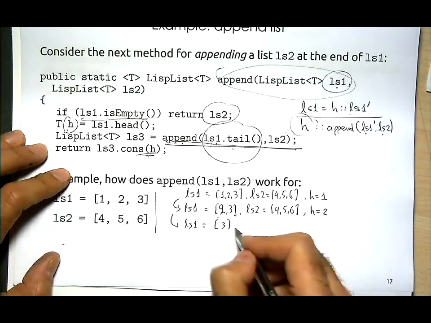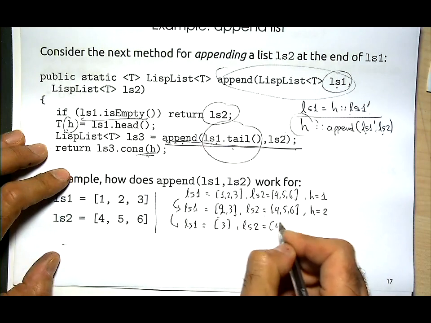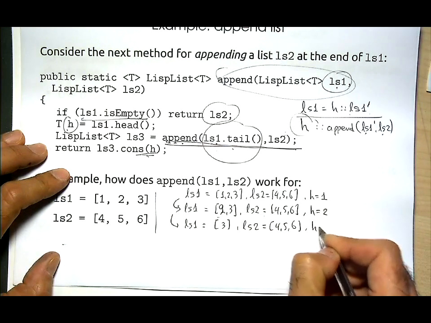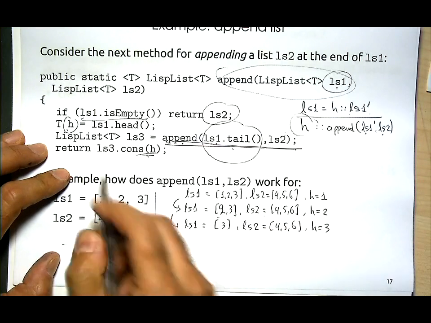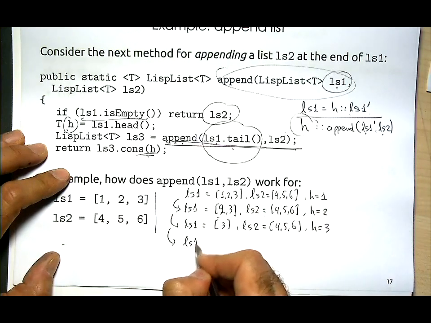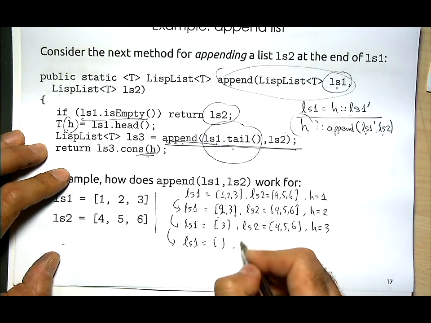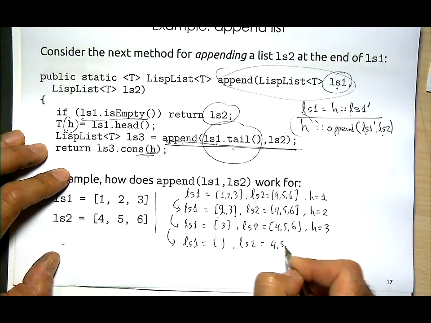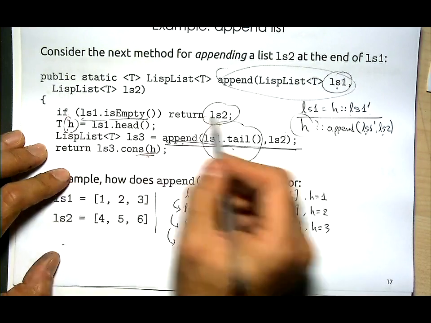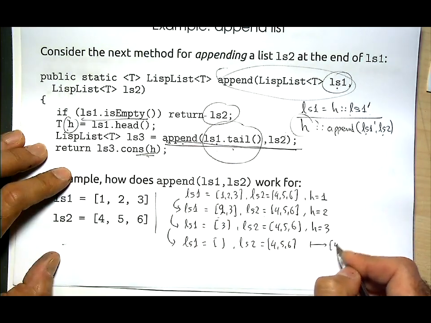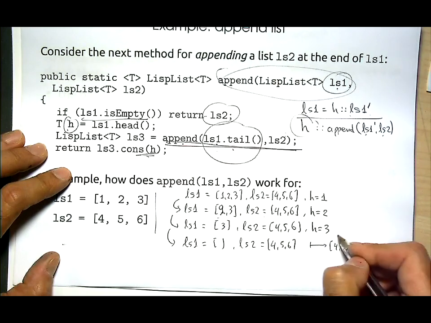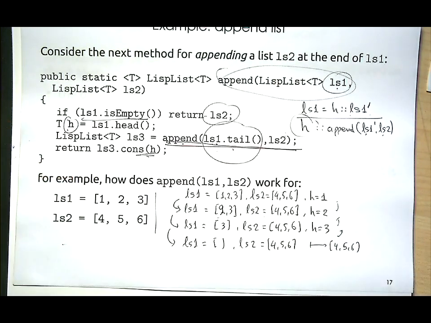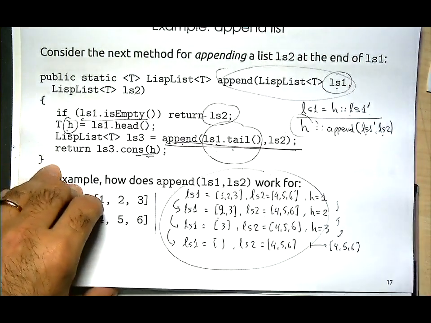ls2 is this one. And what is the head? Well, the head is 3. Now we have another call. In this case, ls1 is the empty list and ls2 is this one. Now observe that since it's empty, we just return 4, 5, 6. And now these returns are propagated to the top, and then we get the result we want. But it's important to note that these are calls of the same method, and they run in different environments. Any questions?